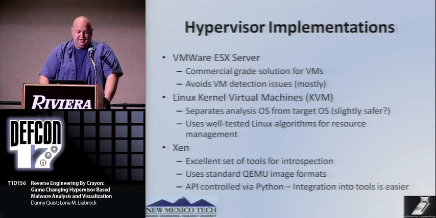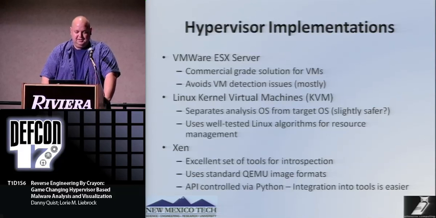Okay, so there are a couple of hypervisor implementations. VMware ESX server, I've had some good luck running. This is a commercial solution from VMware, and it mostly avoids a lot of the VM detection issues. Linux kernel virtual machines, this is what I use as my base environment when I'm basically reverse engineering. And that's just to prevent me from running malware on my home system, which is not to say that never happens, or my base system. And then Xen.